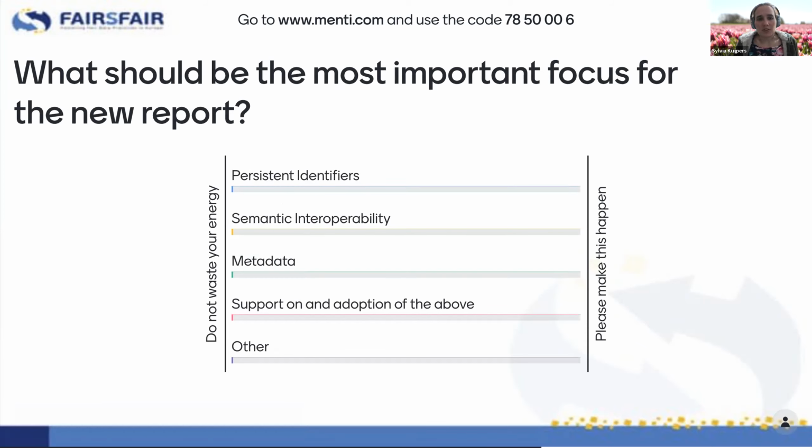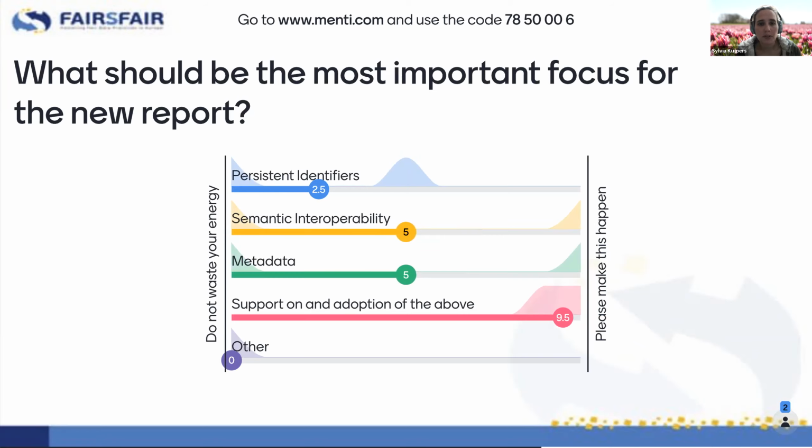So this is about the next report that we will write. Jessica introduced it already in the presentation earlier. We would like to know what you think are the main focus points. You can skip answers if you don't want to answer them all. In the next question, there's an open text box, so if a topic is not here, then you can answer that in the next question. So we'll see.